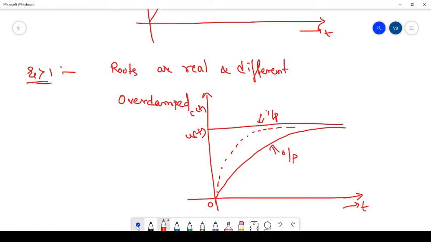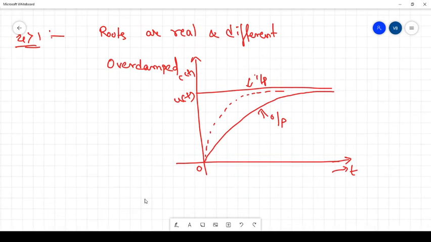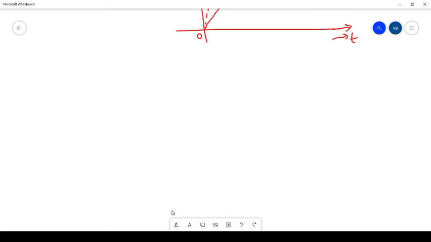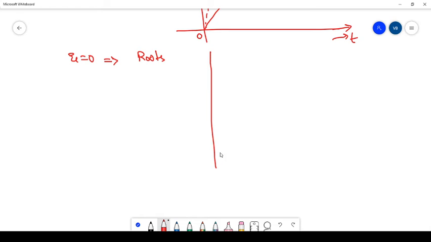So these are the second order system equations, and how the responses look under each condition, such as zeta equal to 1. Once again I'll repeat, starting with zeta equal to 0: what the roots are and what the response is. I'll draw the response. What is the response called?